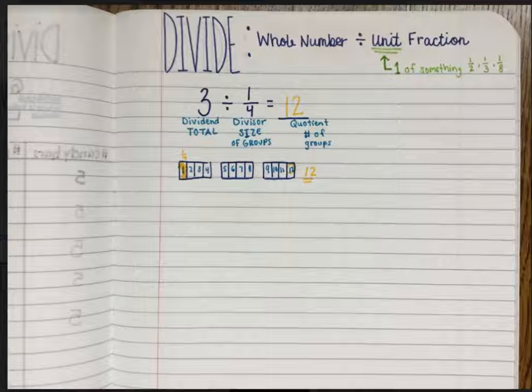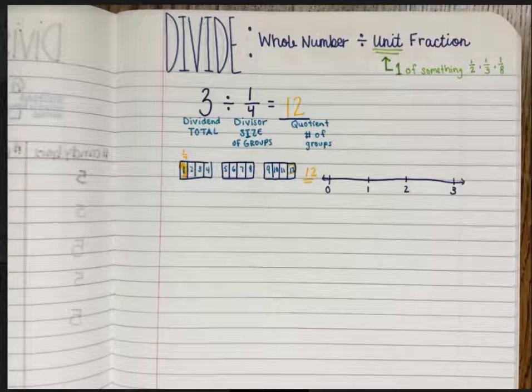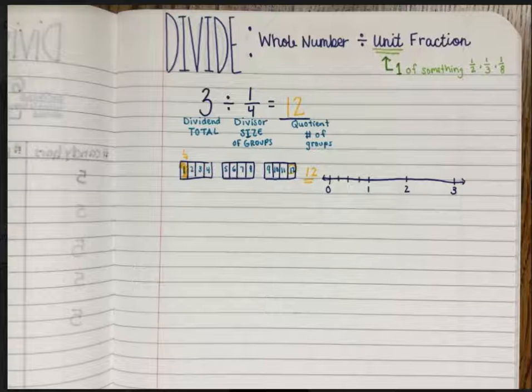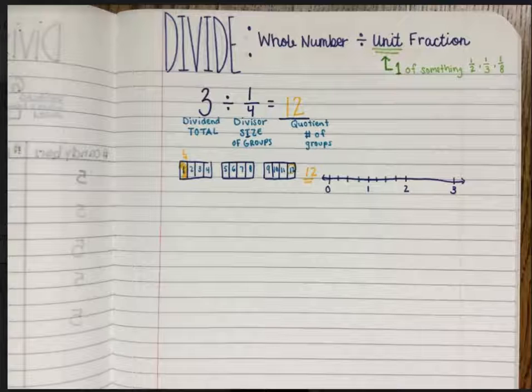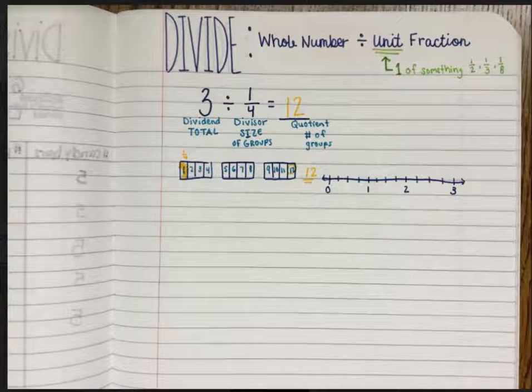A different type of model I can make, and depending on your units, it can be super useful, is a number line. So here I start at 0 and I go all the way to 3. And each whole is going to be broken up into, guess how many pieces? Yep, we're going to break it up into 4 pieces. So there's fourths going from 0 to 1, then we have more fourths going from 1 to 2, and fourths going from 2 to 3.